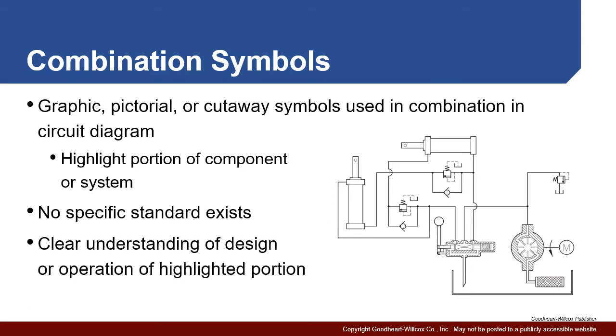Lastly, it should be noted that you can actually combine the symbols in a circuit diagram. So for example, here we see our pictorials of our cylinders, but we see ISO symbols for our valves. And we actually see cutaways down here for some of our other directional control valves and our pump. Now, generally, this is when you want to highlight specific areas. So for example, you may want to show the absolute function of your pump, and that was why you may want to use a cutaway.